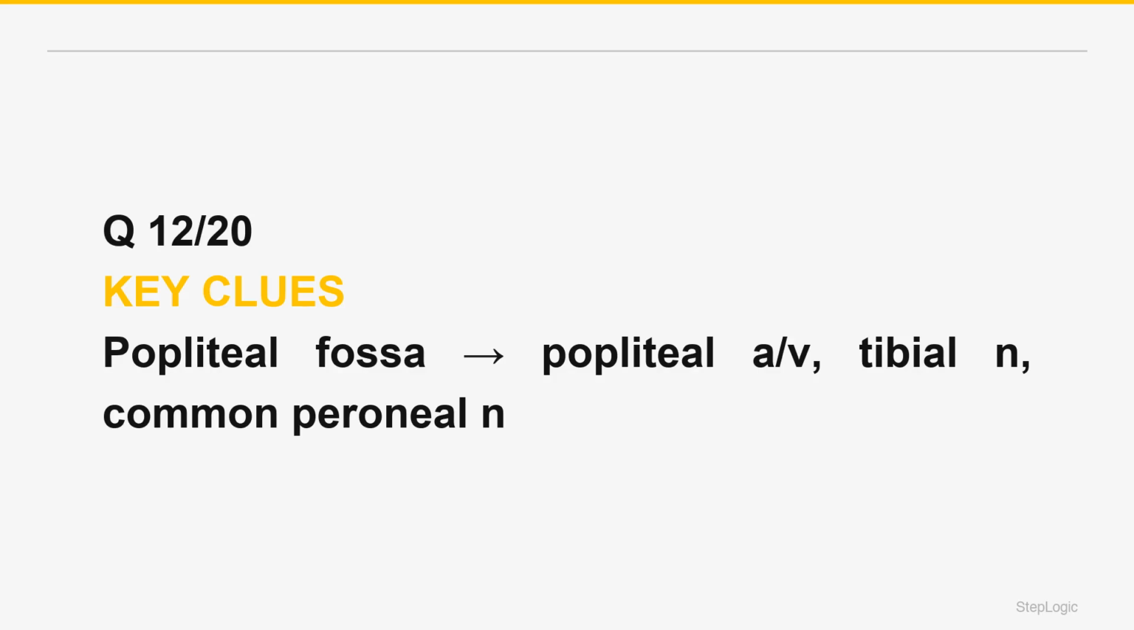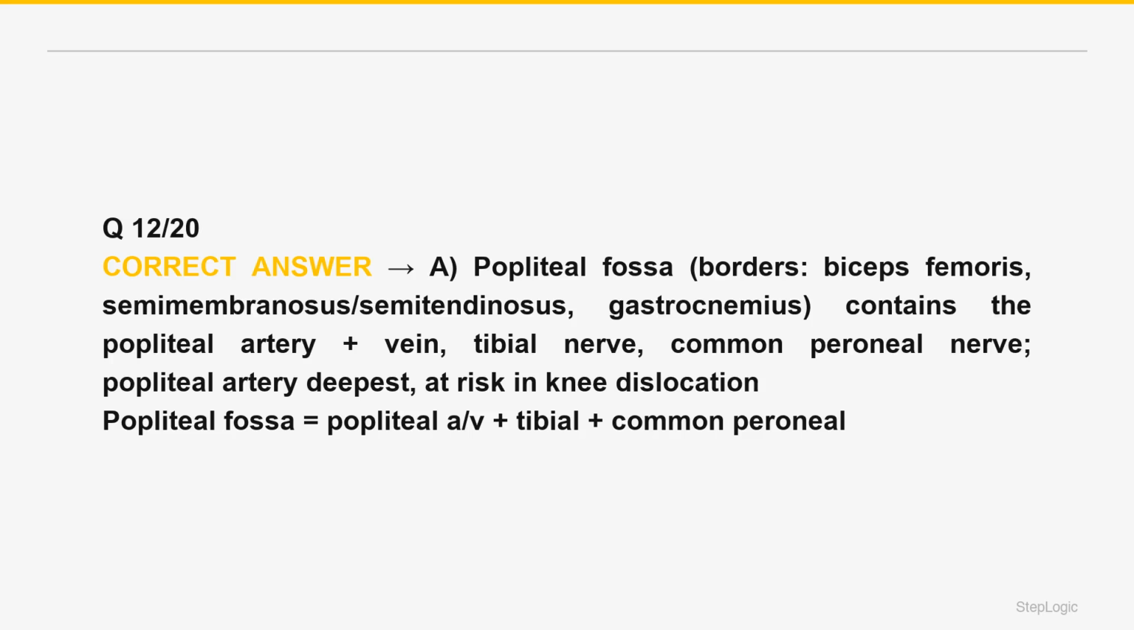The popliteal fossa is the diamond-shaped space behind the knee. Its borders are superolaterally the biceps femoris tendon, superomedially the semimembranosus and semitendinosus, and inferiorly the 2 heads of the gastrocnemius and plantaris. Its contents from superficial to deep include the tibial nerve and the common peroneal, or fibular, nerve, the 2 terminal branches of the sciatic nerve, which typically divides at the top of the fossa, plus the popliteal vein and the popliteal artery. The correct answer is A.